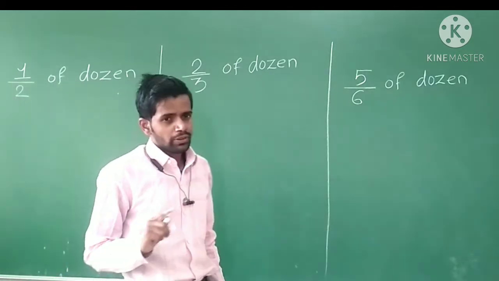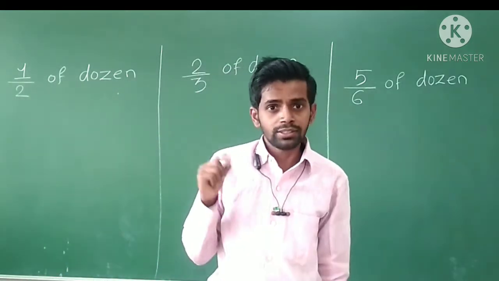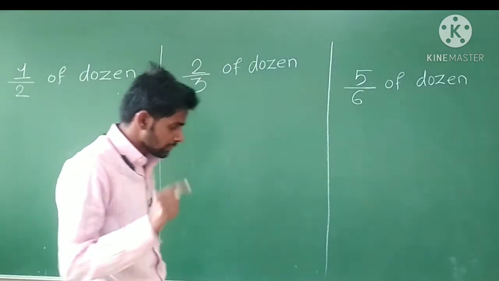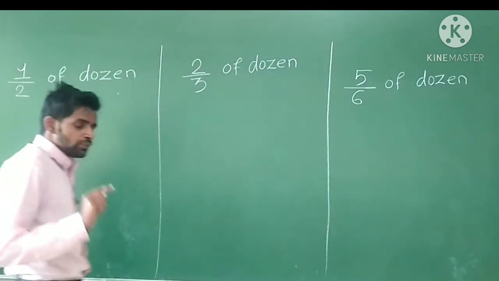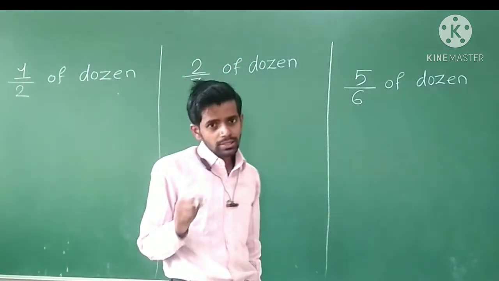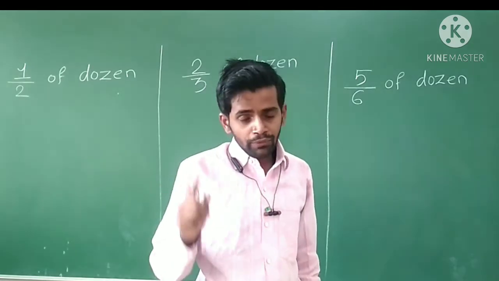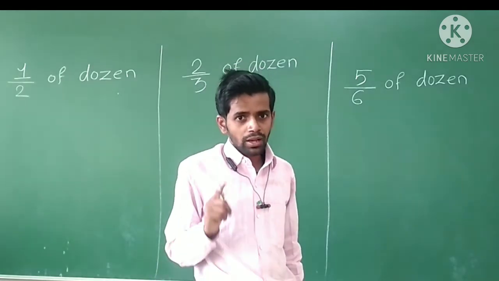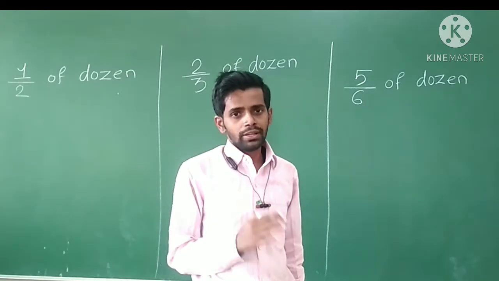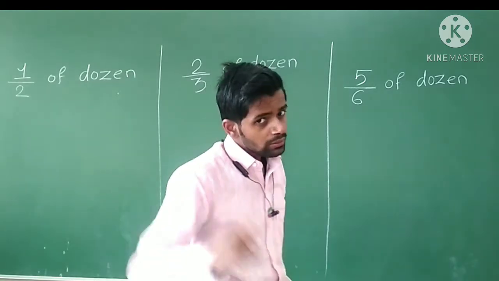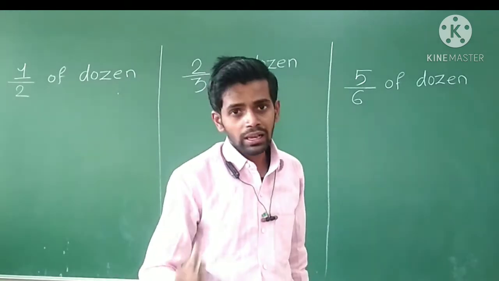First of all, everyone understand what is meant by dozen. Dozen क्या होता है, ठीक है? Dozen means 12. If you are going to purchase bananas at a fruit market, then you will say, give me 1 dozen bananas. They will give you 12 bananas. So what is meant by 1 dozen? 1 dozen means 12. Okay.